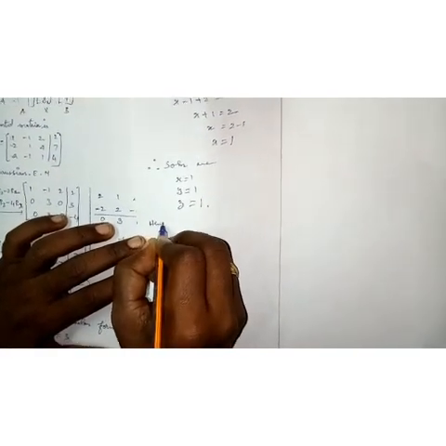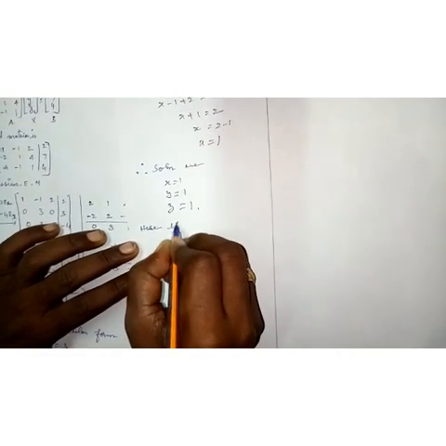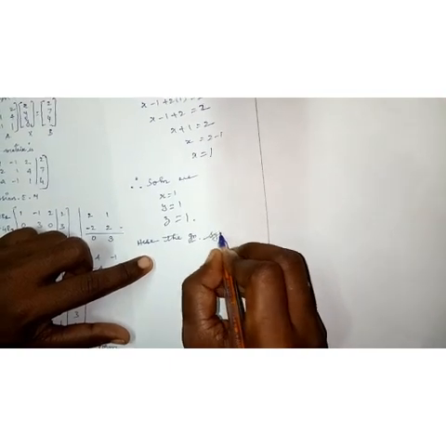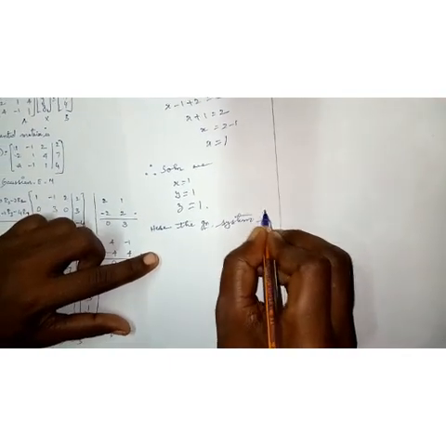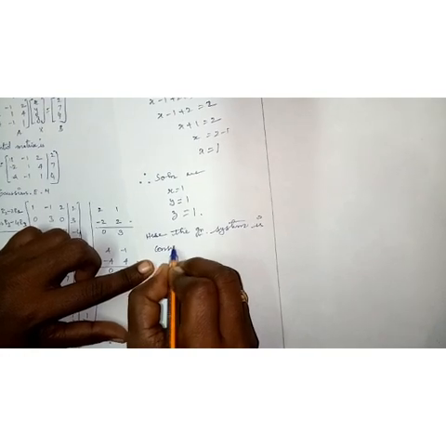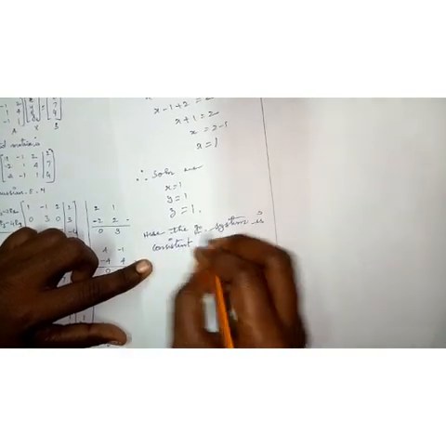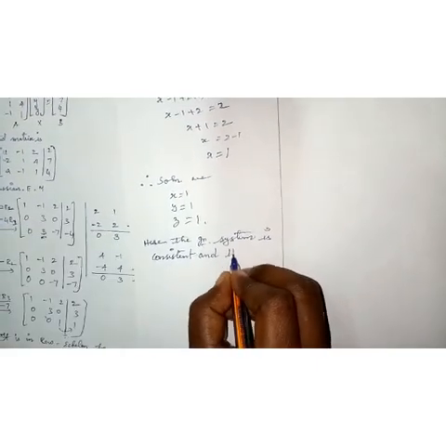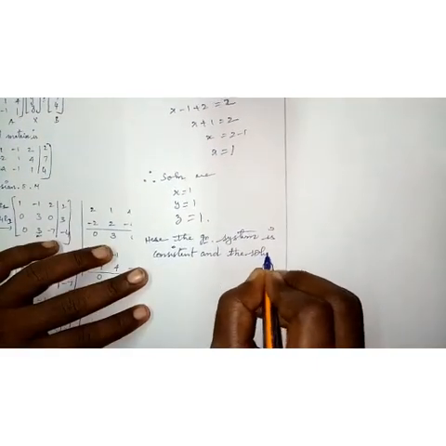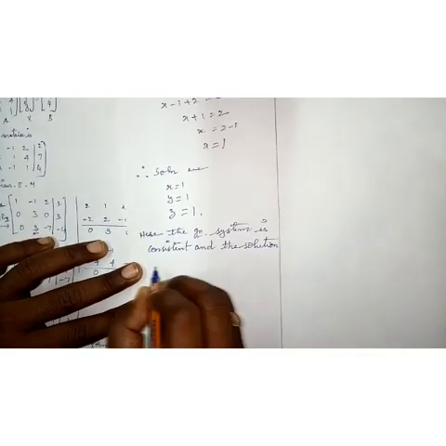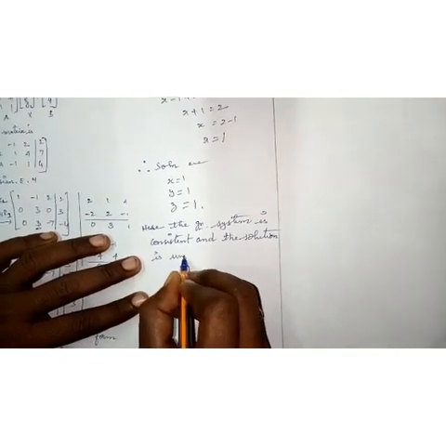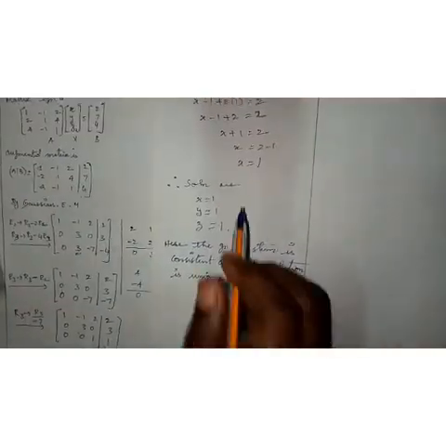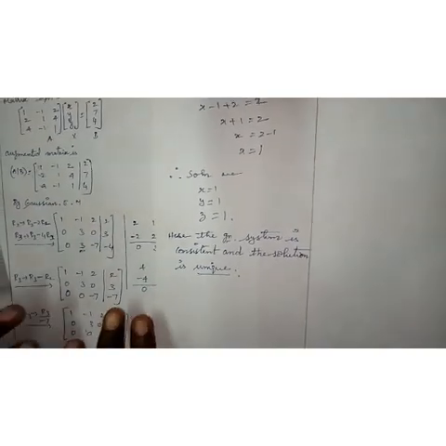Finally, the given system is consistent, and now we are able to find the solution. What kind of solution? The solution is unique, meaning each variable gets exactly one value. This is type 1.